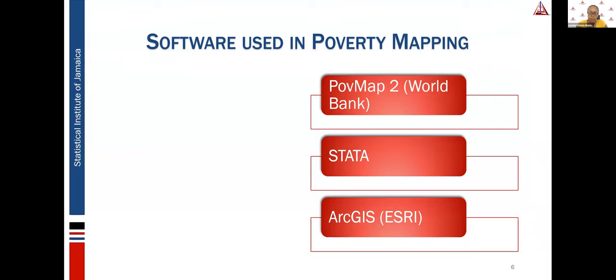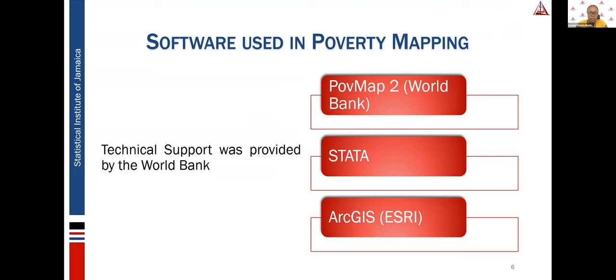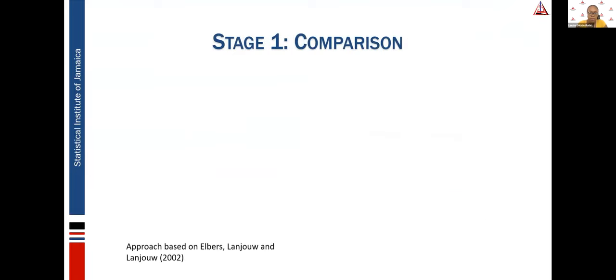In terms of software, we primarily used the World Bank's PovMap tool. We also used Stata, and we used ArcGIS for the creation of the final maps. And of course, as I said earlier, we did get technical support from the World Bank. It should be noted, and I know the next presenter will speak more about it, that the approach that we used then was based on the approach recommended by Elbers, Lanjouw, and Lanjouw. And I hope I pronounced the names correctly.